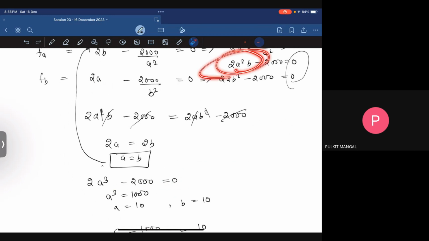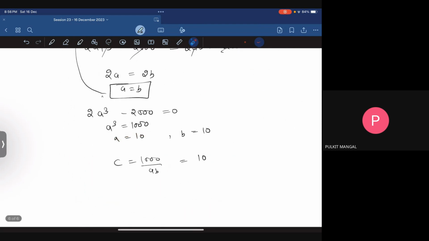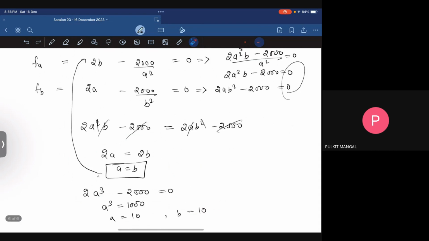So it would become a cubed here. We can take 2 common and cancel it out. So we got a cubed equal to 1000, that is a equal to 10, and a is equal to b, so b is also 10. C is nothing but 1000 by AB, so C will also become 10.